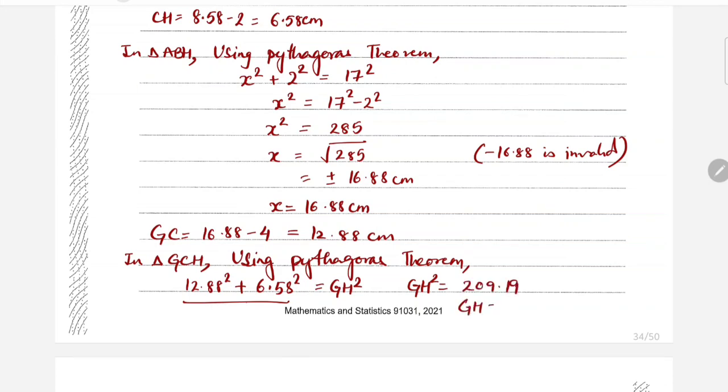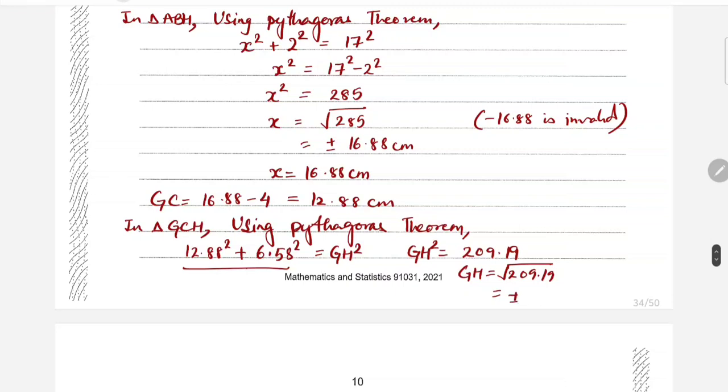209.19. So GH is equal to the square root of 209.19, which is plus and minus 14.46 centimeters. Again, minus 14.46 is invalid in this case. And the last bit is you finding the perimeter.